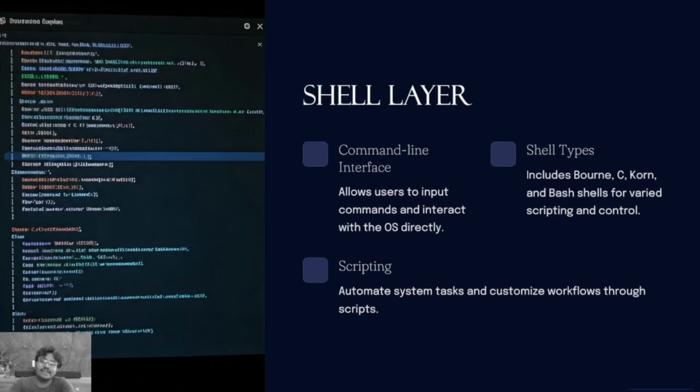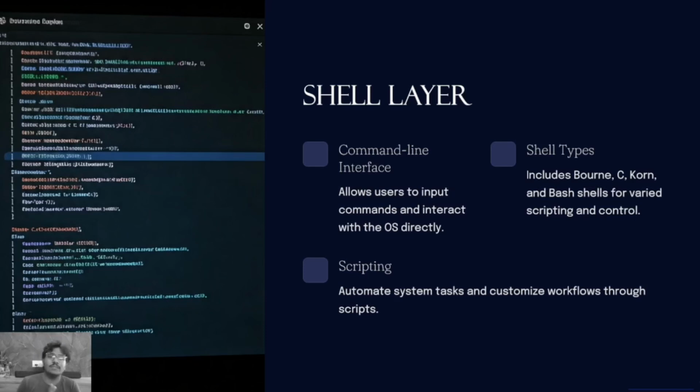The shell layer acts as an interpreter between the user and the kernel. The user types some commands into the shell and it translates them for the kernel to execute. The shell layer is a command line interface where the user can input commands and interact with the OS directly. We can give some inputs and it can perform them. So that's the shell layer.